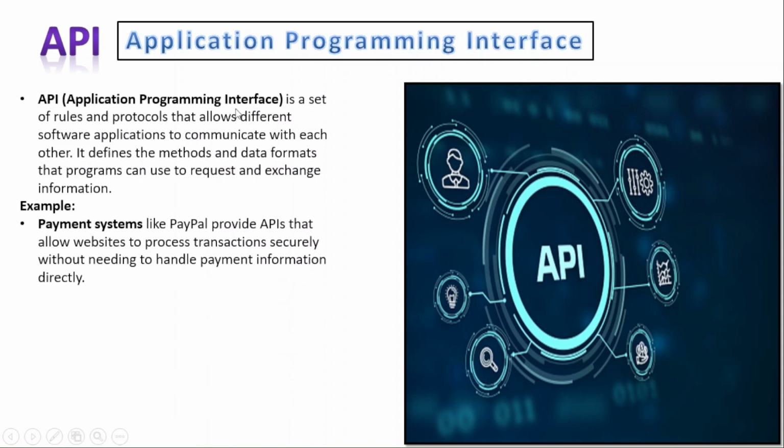API, that is Application Programming Interface. So an API is a set of rules and protocols that allows different software applications to communicate with each other. It defines the method and data formats that programs can use to request and exchange information. Example: payment systems like PayPal provide APIs that allow websites to process transactions securely without needing to handle payment information directly.